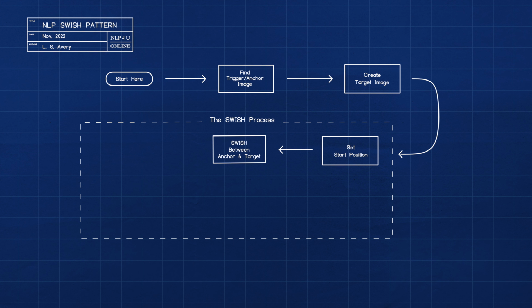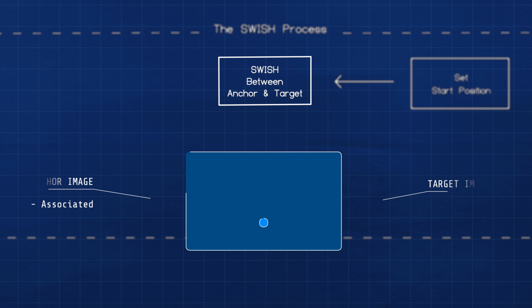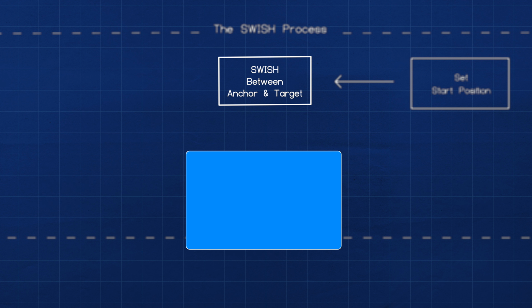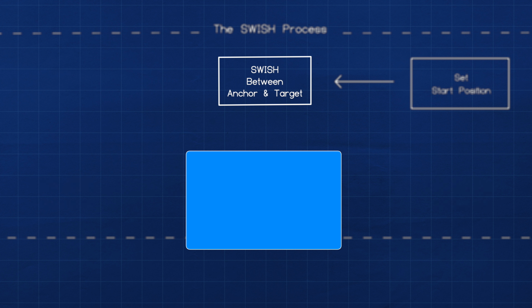Step 4. Swish from anchor to target. With the anchor image in view, quickly shrink it down whilst you expand the target image so that it replaces the anchor image, and as you do, make a swish sound, or a swoosh, or whatever indicates movement. Completely replace the anchor image with the target. This will begin to set the link between the activity and the target image. Allow the client to enjoy the new state for a moment.